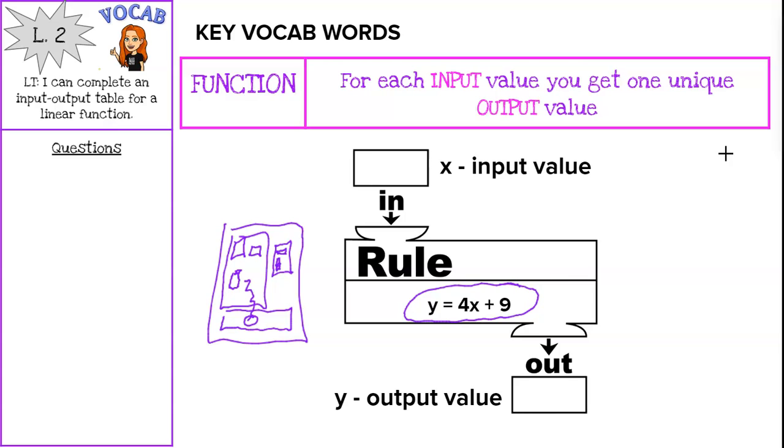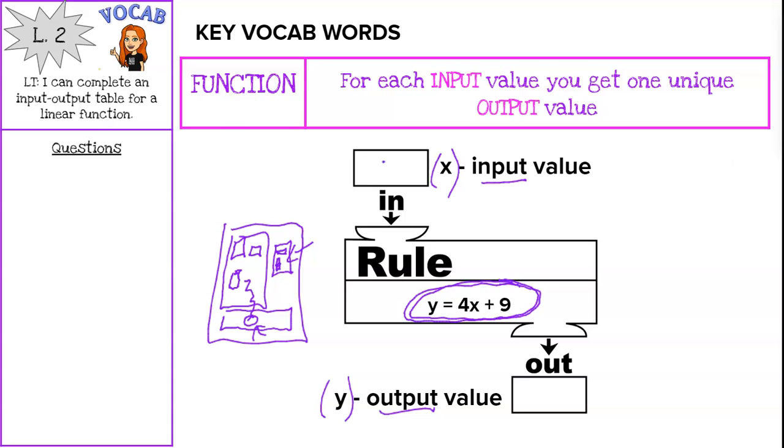In math, our functions are going to be equations. So we're going to put something in, that's going to be our x value, and we're going to get something out. That's going to be our y value. So x is your input, y is your output. x is like the money you put into the vending machine, and y is like the candy that you get out of the vending machine.